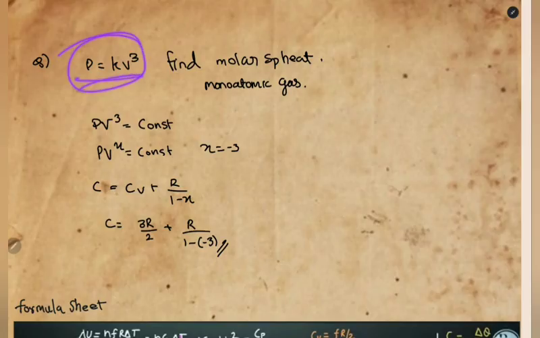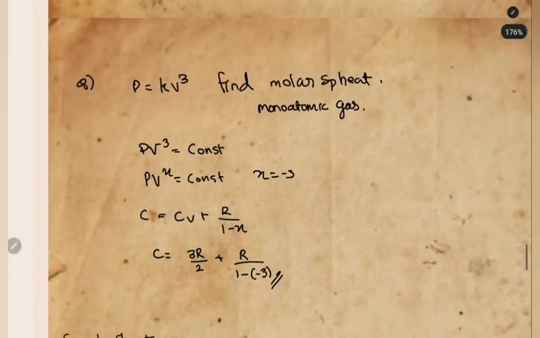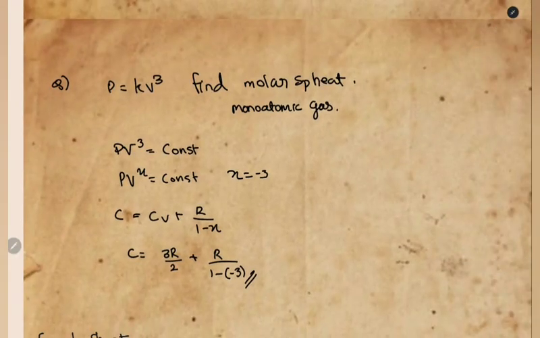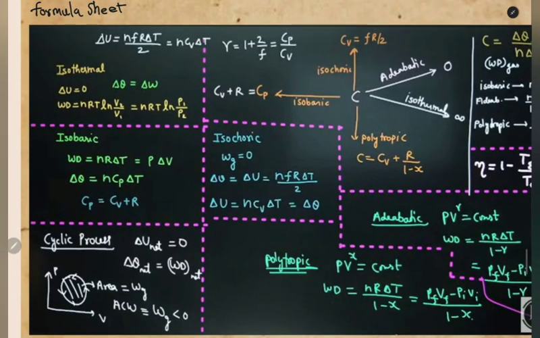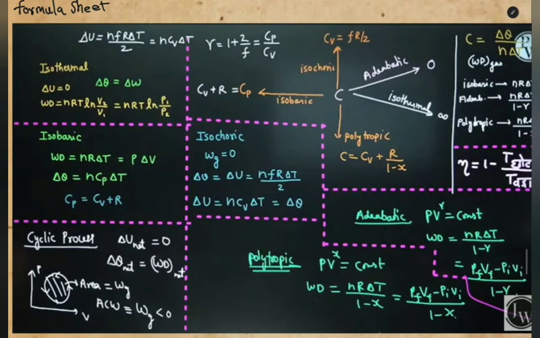So they have given this equation taken the form of PV^x is equal to constant. Of course, this comes to the other side and you will get -3. See, it's minus. PV^x is equal to constant and x is equal to -3. And where Cv is there, you already know the value of Cv for a monatomic gas, you just put it, and x value is -3, get the answer. It's not that tough.